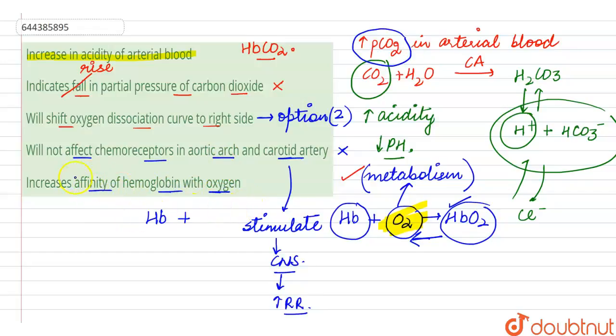This is also wrong. It is going to decrease the affinity and not increase, so that it binds loosely to it and can be released easily also. So the option which is correct here is option number 2. That is, it will shift the oxygen dissociation curve towards the right side when the acidity of the arterial blood occurs due to increased carbon dioxide here. That is, increase in the partial pressure of carbon dioxide, which is going to stimulate the body's chemoreceptors also, right? So this is all about this query.